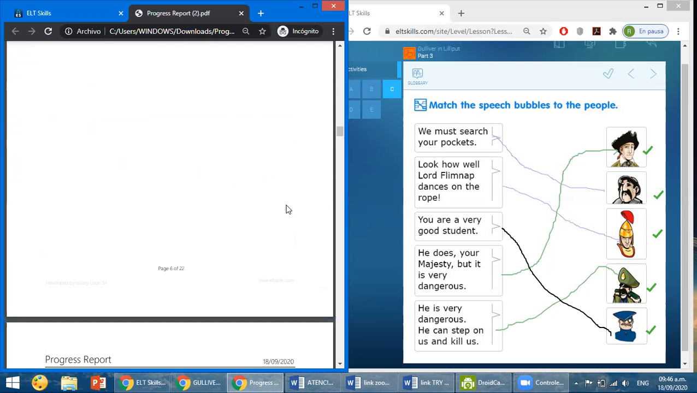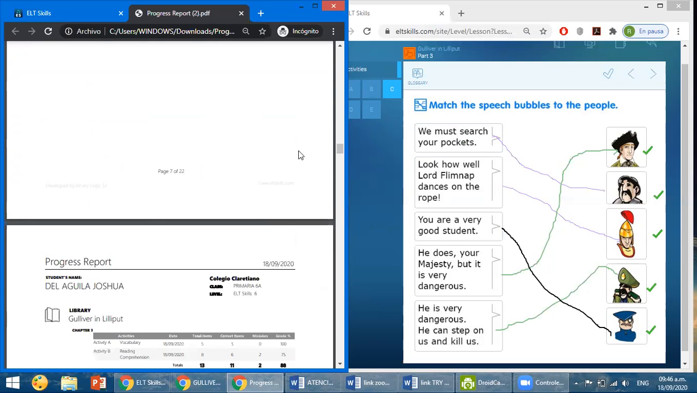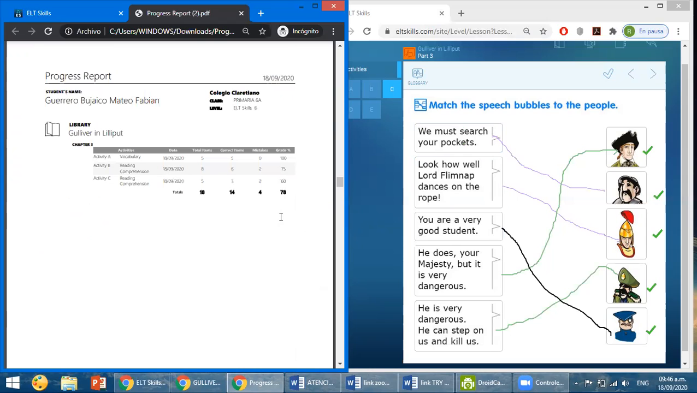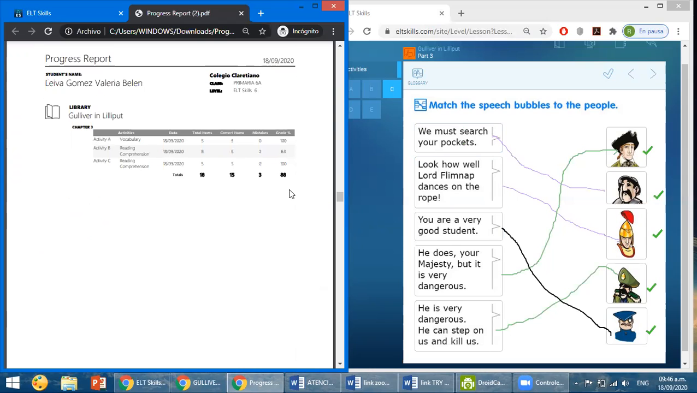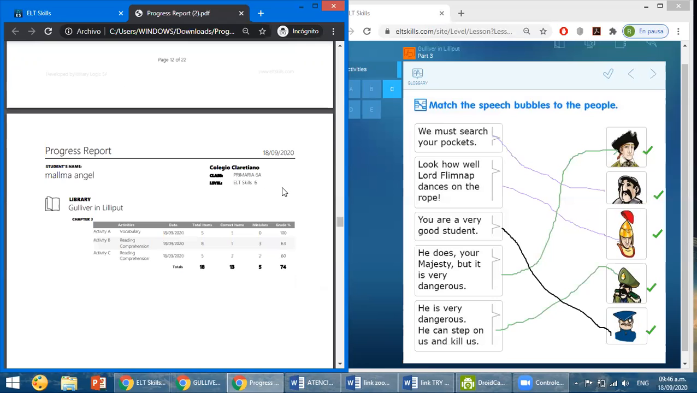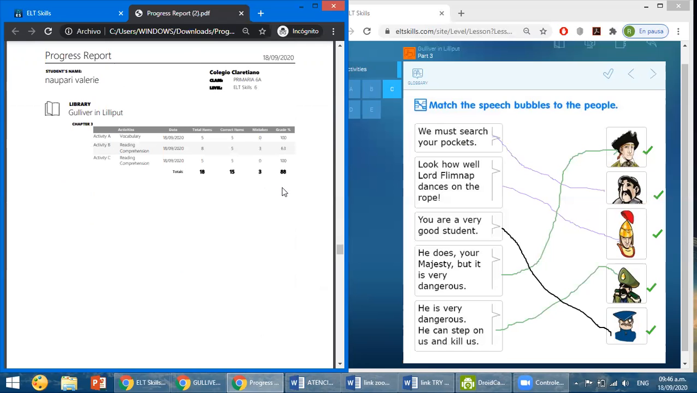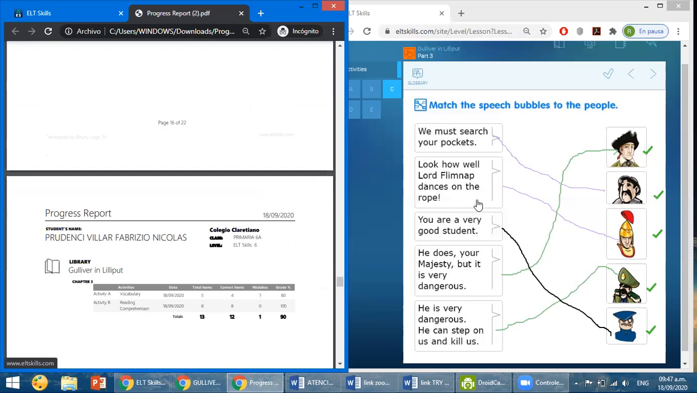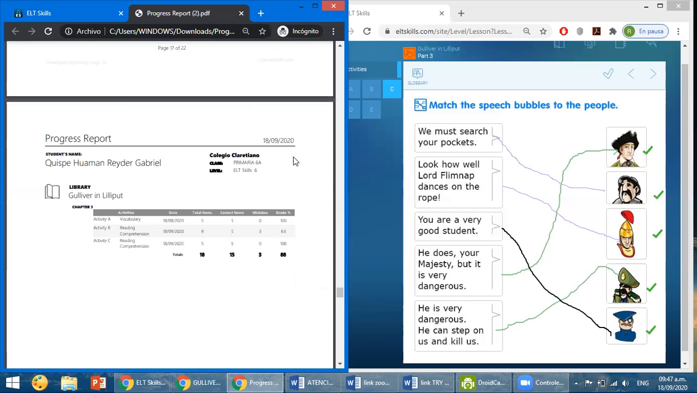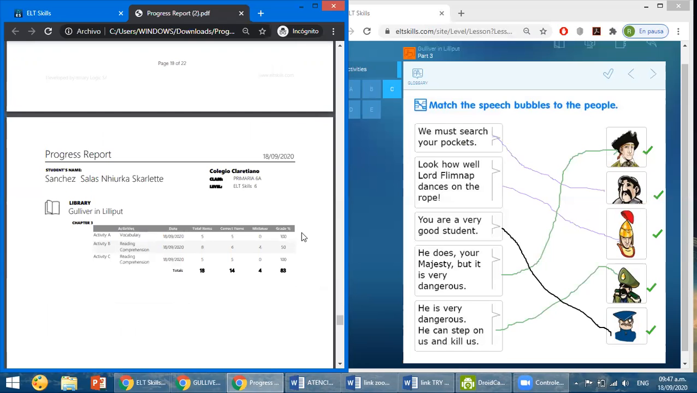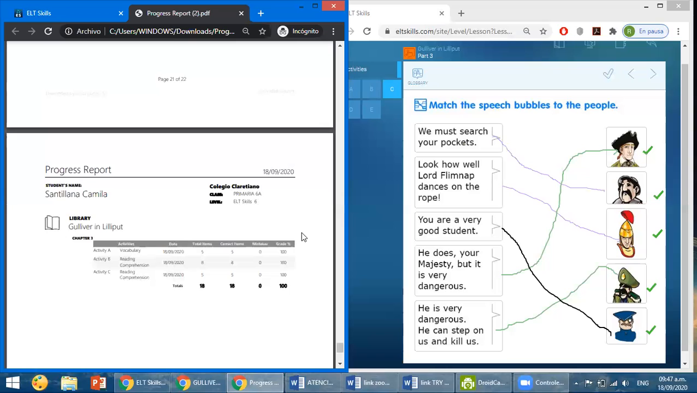Adriana, very good. Excellent job. Xiomara, excellent job. Joshua is missing the C. Allison, very good. Mateo, good job. Valeria, Belen, good. Cristina, good. Angel, good. Valerie, very good. Enrique, very good. Leonardo, good job. Fabricio, activity C, please. Finish activity C. Raider, very good. Joaquin. Sure, I'm finished activity C. Yeah, give me 1 minute. I'm going to check, okay? Joaquin, good job. Nurka, very good. Julio, good job. Camila Santillana, very good.